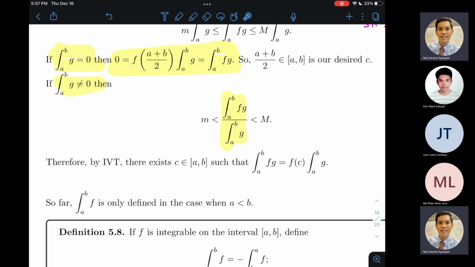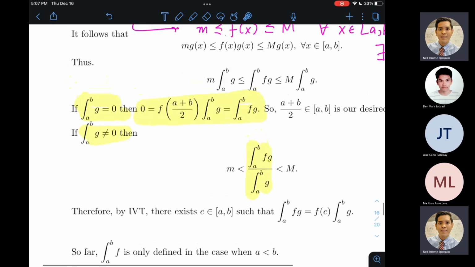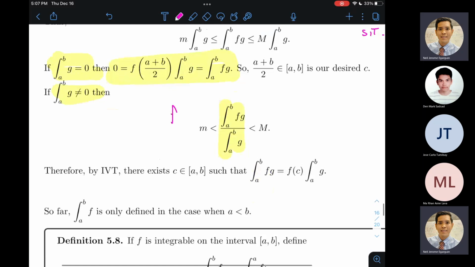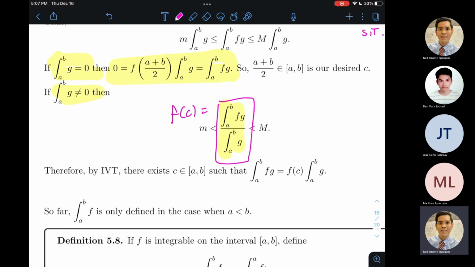In other words, IVT guarantees the existence of a number c whose function value, f of c, is equal to the middle guy over here. Pero since we have this equation over here, the existence of c is known, you can just multiply both sides again by the integral of g to give us the exact promise of the mean value theorem. Okay? And that ends the proof.